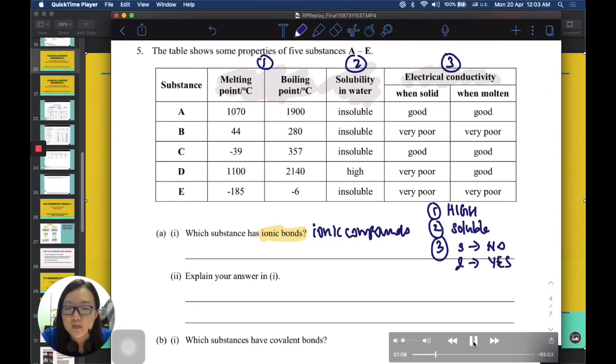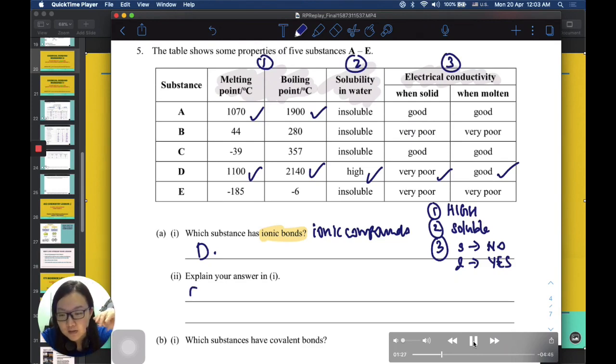Based on that understanding, we go back to the table and look for those that have high melting and boiling point, high solubility in water, poor conductivity in solid, and good electrical conductivity when molten. So the answer is D. That's the easy part.